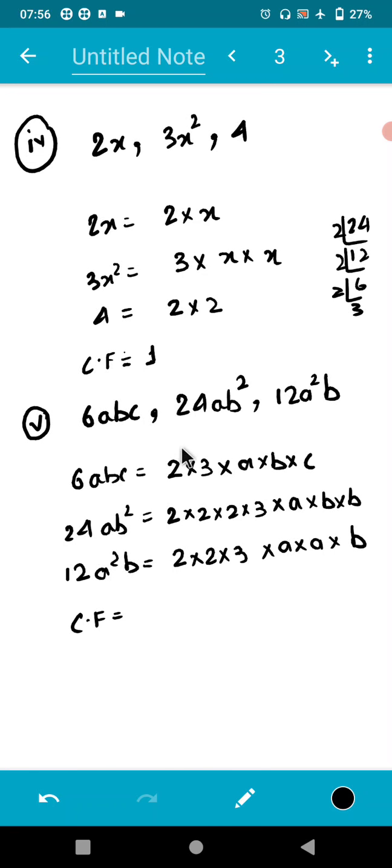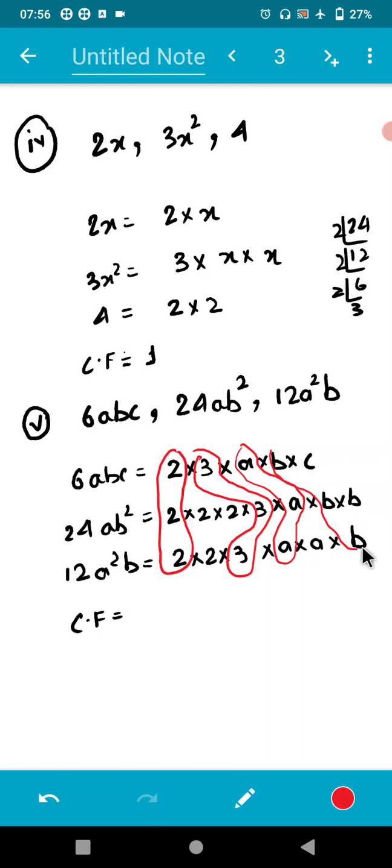Now let's see what are the common factors. Just a minute, let's take a different color. Now this is a common factor. 3 is also a common factor, students. This is also a common factor. a is also a common factor, there is only one a common. b is also a common factor. So these are all the common factors. Let's write it down. 2 is a common factor, 3 is also a common factor, a is a common factor, and b is also a common factor.